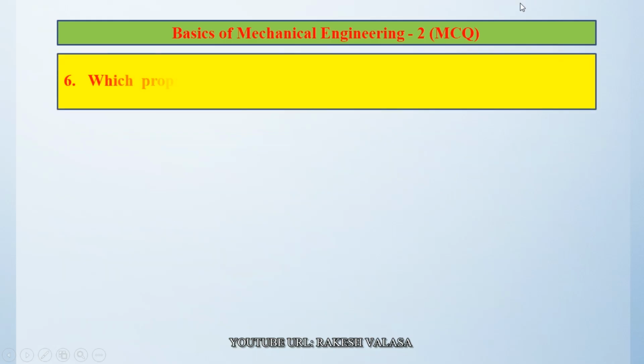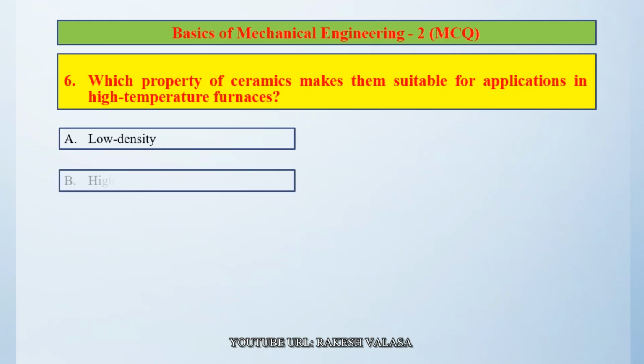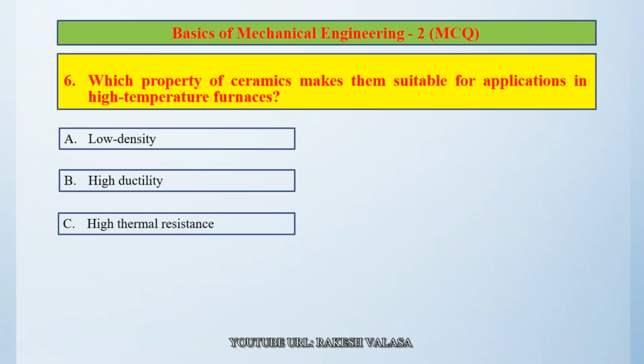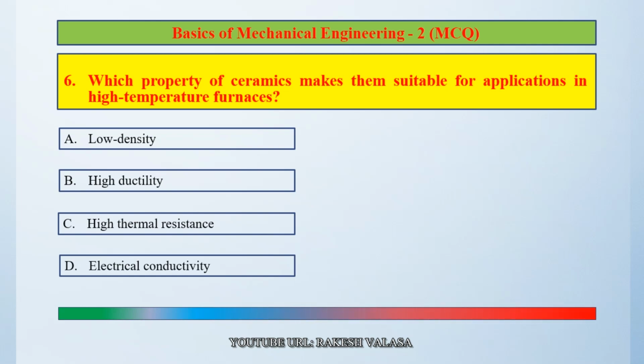Question number 6. Which property of ceramics makes them suitable for applications in high temperature furnaces? A. Low density. Option B. High ductility. Option C. High thermal resistance. Option D. Electrical conductivity. The correct answer is option C. High thermal resistance. Let us see the explanation.